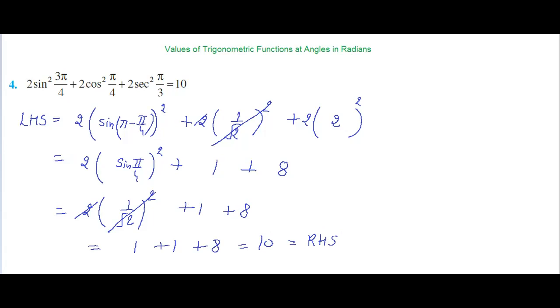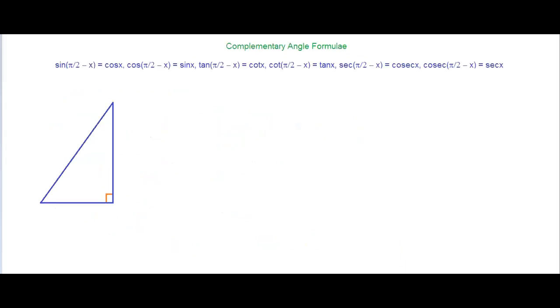Yes, sir. So now I am going to the new formulae, which we call as complementary angle formulae. I am taking the next page now. Complementary angle formulae. Pi by 2 is there. Pi by 2 stands for 90 degree. All these formulae in degree system, you can say sine 90 minus x is cos x. Cos 90 degree minus x will be sine x.